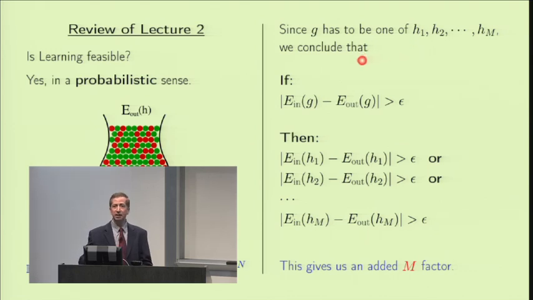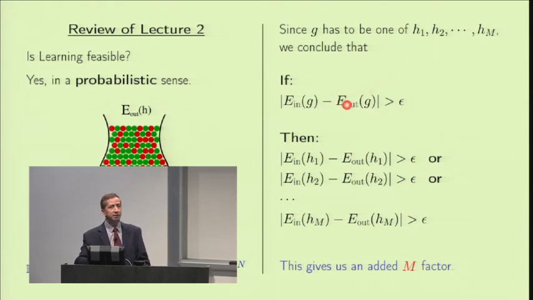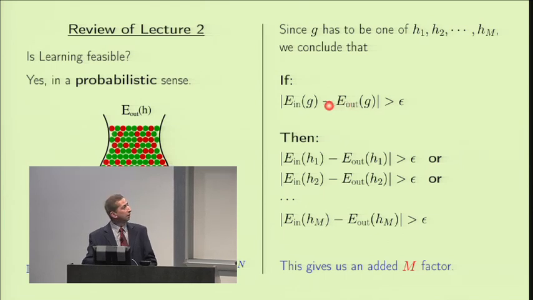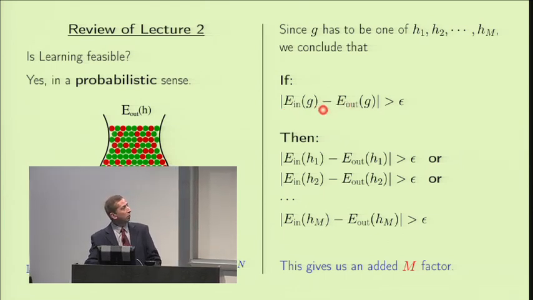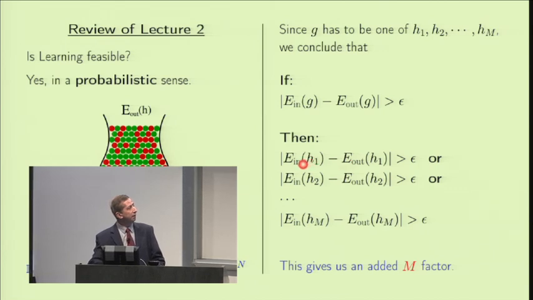And the argument was extremely simple. G is our notation for the final hypothesis. It is one of these guys that the algorithm will choose. Well, the probability that E in doesn't track E out will obviously be included in the fact that E in for H1 doesn't track the out of sample for that one, or E in for H2 doesn't track, or E in of HM doesn't track.